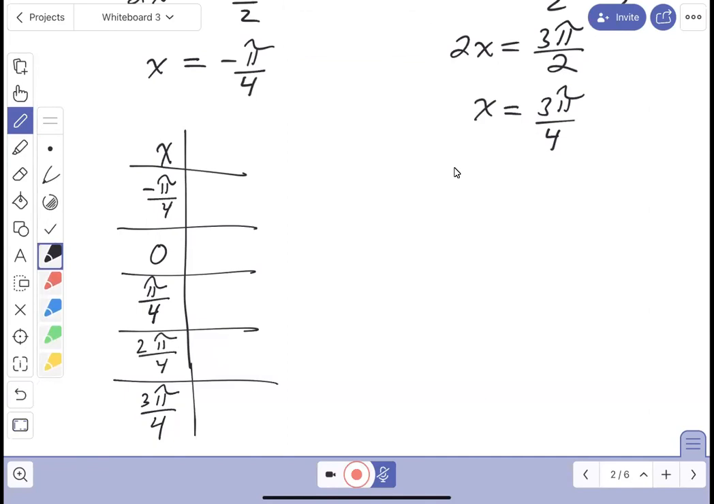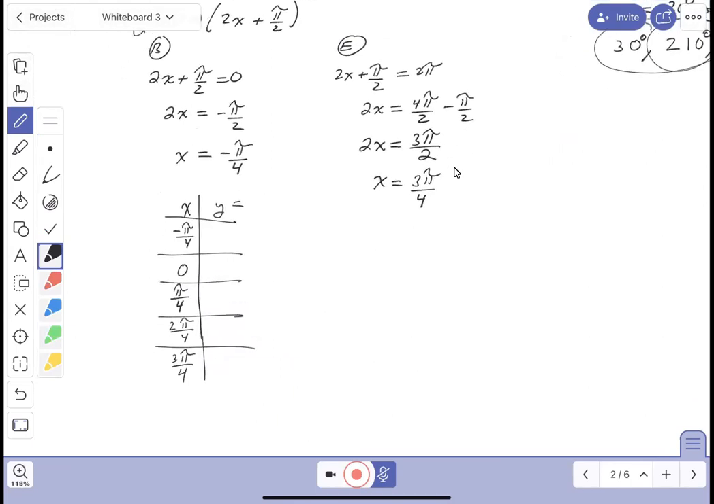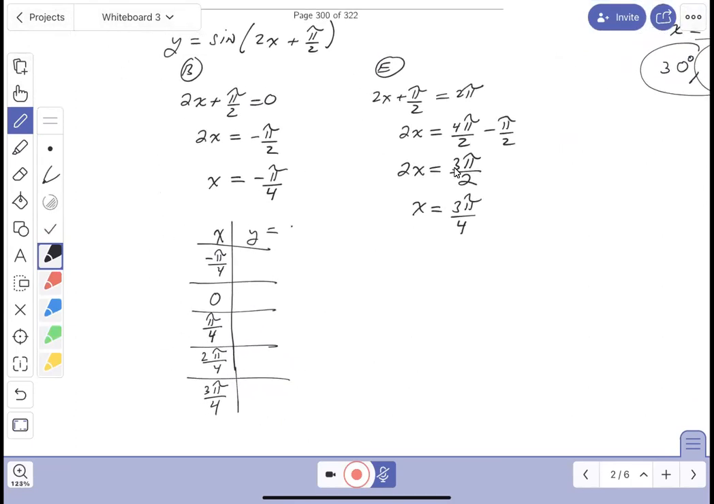All right, so what goes over here? It's really y, and what's y? Well, if you can't remember, just make sure you go back and reread the problem. I think I know what it is. It's going to be sine 2x plus pi over 2. Let's go to town, plug it in.